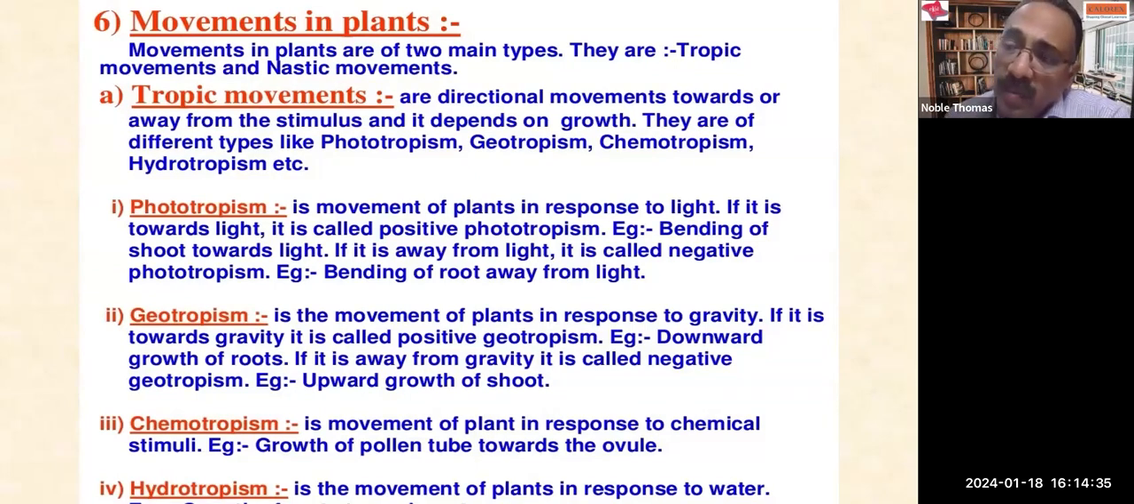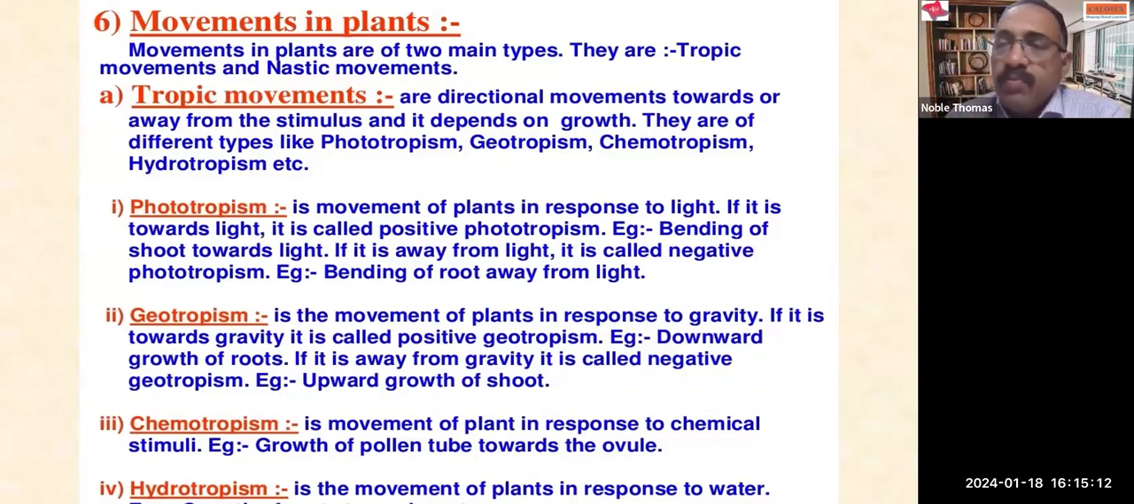And when you are keeping the plant near a window, only one side of the plant or the stem gains light. On that side, the auxin production decreases, and on the opposite side, which is in the dark, the auxin production increases, and because of that, what happens? The side away from the light expands more than the side facing the light, and that will result in bending of the stem towards light. So that is how this happens.